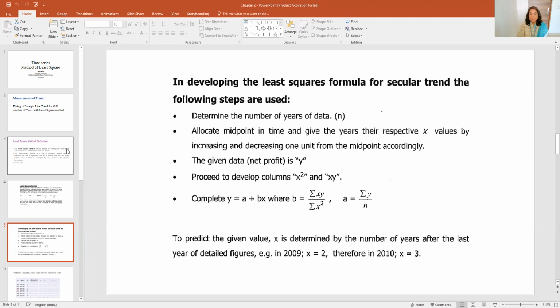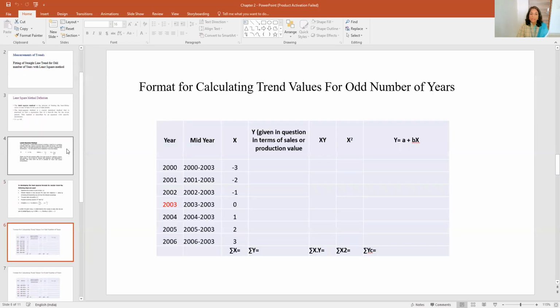In this type of least square method, the x value should be calculated from the mid-year. If it is an odd number of years, the mid-year will be 0. Above the mid-year, it will be -1, -2, and -3. Below the mid-year, it will be 1, 2, and 3. This is the format which you have to remember for calculating the trend values for odd number of years.